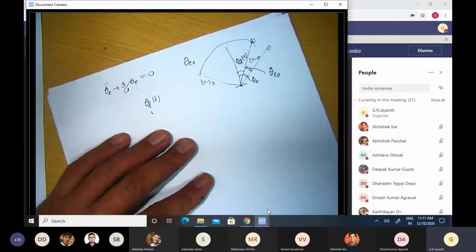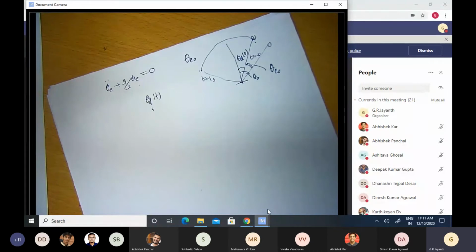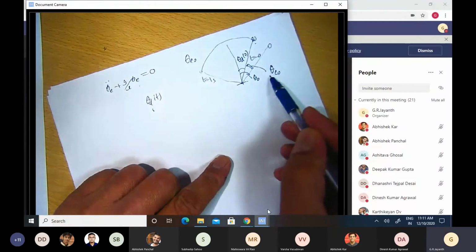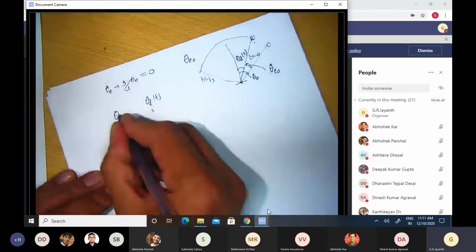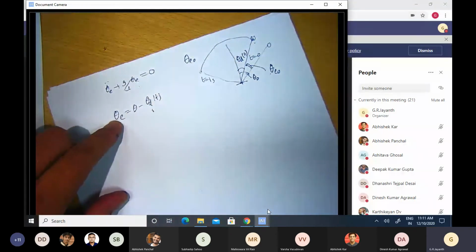Yes, sir. Sir, and what is the use of it? Theta E naught. No, I'm just pointing out that I want my system to follow theta d as a function of time. And this theta E is a measure of how well I'm able to follow theta d. Do you agree with me? By definition, theta E is theta minus theta d, right? So what is the use of this?